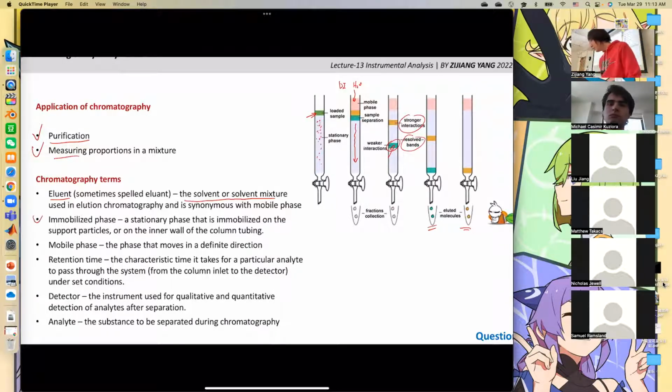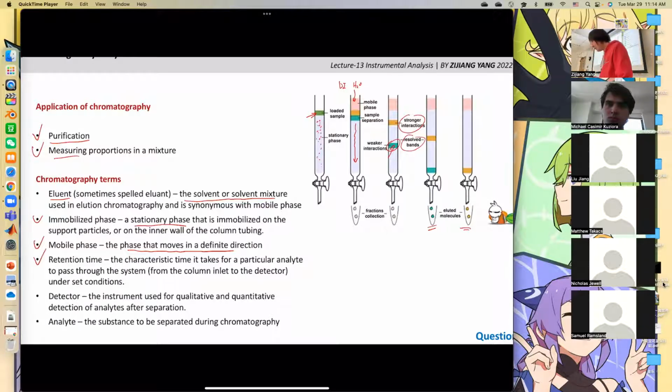And for the immobile phase, it is also called a stationary phase. That is immobilized on the support of the particle or the inner wall of the column or tubing. In this experiment, the sand here refers to the immobile phase or stationary phase. And the mobile phase, on the other hand, refers to the phase that moves in a definite direction. In this case, the mobile phase refers to the DI water.